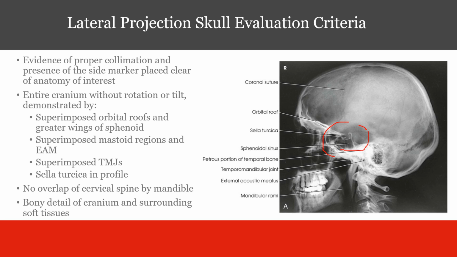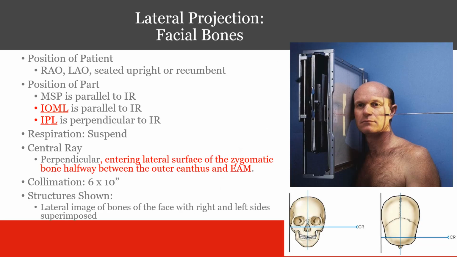On a lateral projection for facial bones, the patient is in the same position as it was for the skull, and the position of the part is the same as well. Respiration is the same. The difference is the central ray, and so it's going to be perpendicular, entering the lateral surface of the zygomatic bone, halfway between the outer canthus and the EAM. Collimation should be 6 by 10.